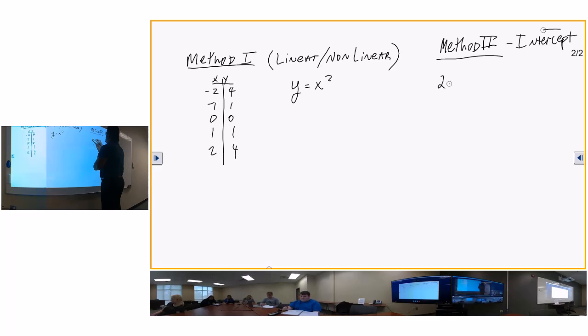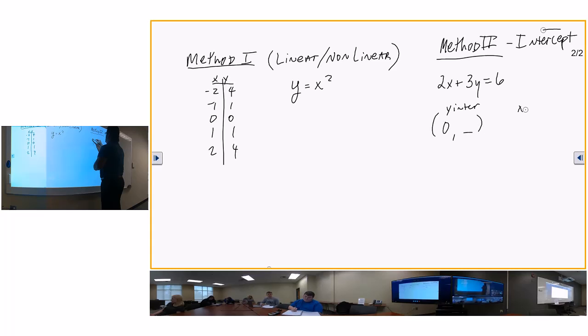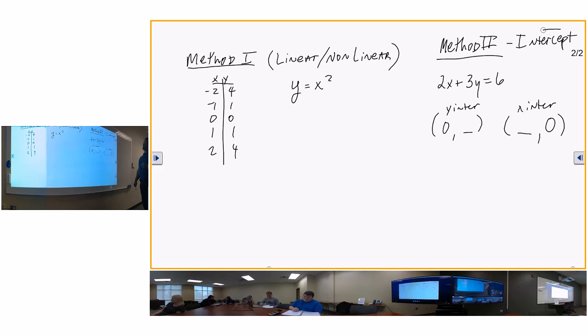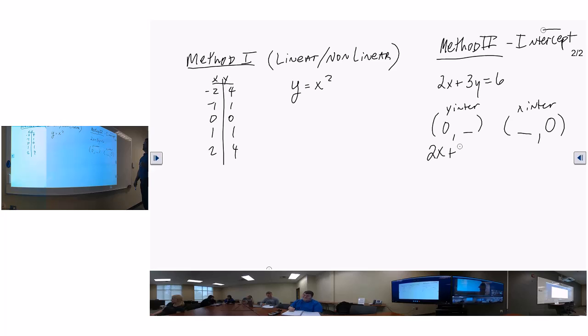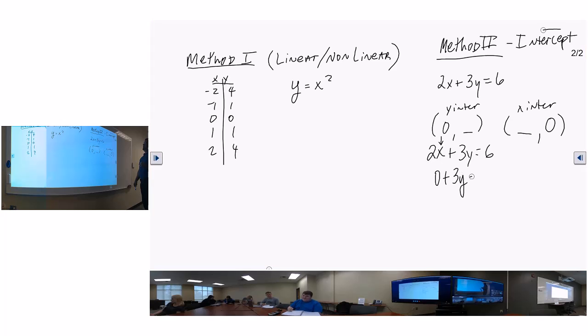2x plus 3y is equal to 6. Plug in 0 for x for the y-intercept. For the x-intercept, you plug in 0 for what? For y, Hubert. It's always the opposite. 2x plus 3y is equal to 6. Plug in 0 for x, you get 0 plus 3y is equal to 6. Y is equal to what? 2.